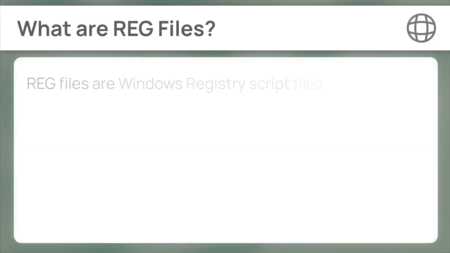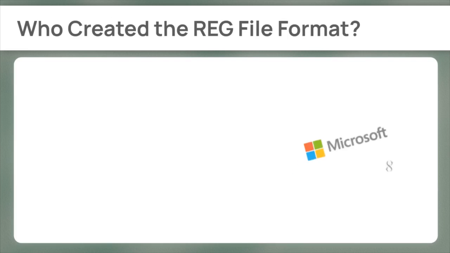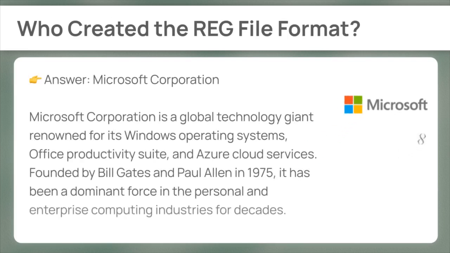REG files are Windows registry script files containing registry key and value definitions in a human-readable text format. When executed, they merge their contents into the Windows registry, adding, modifying, or deleting keys and values. They are used for system configuration, software deployment, and backup of registry settings.